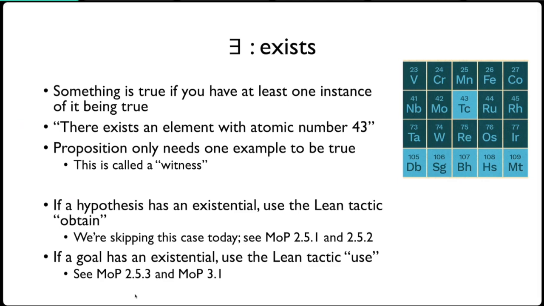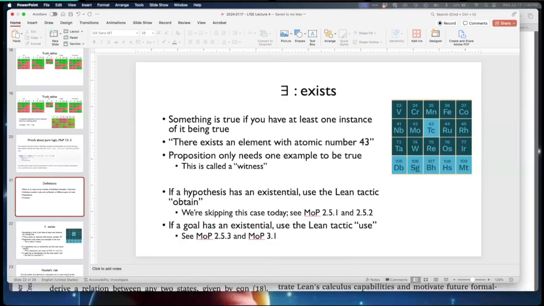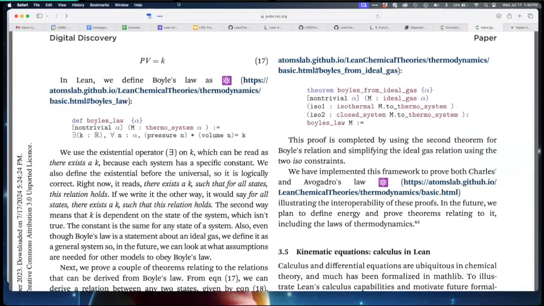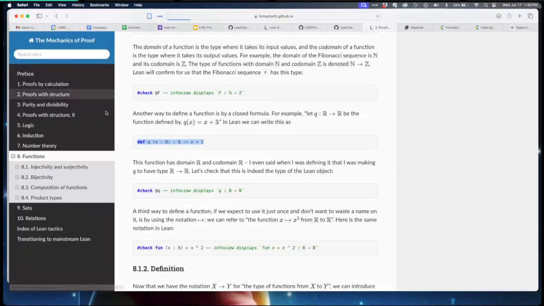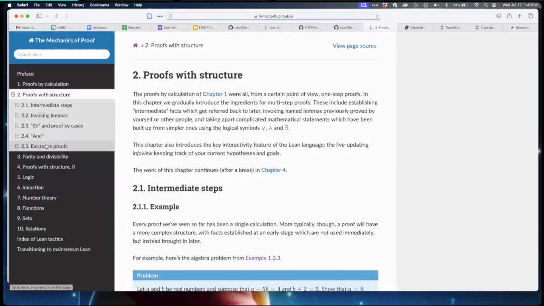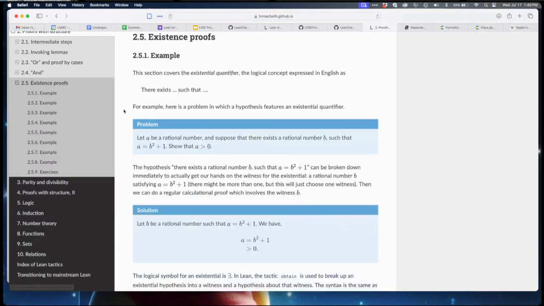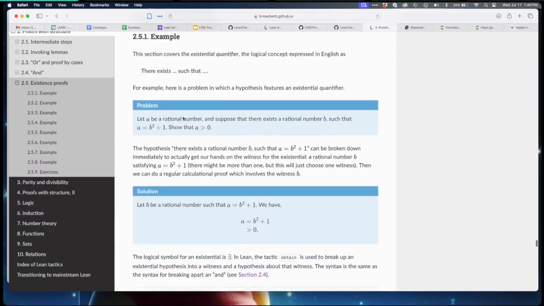So we're going to work through a few examples with this inside the goal. If it's inside of your hypothesis, you use the Lean tactic obtain, and I will briefly pop over to the Mechanics of Proof textbook. We need chapter 2.5 just to show you what that looks like. So you can learn a lot more about existence type proofs.